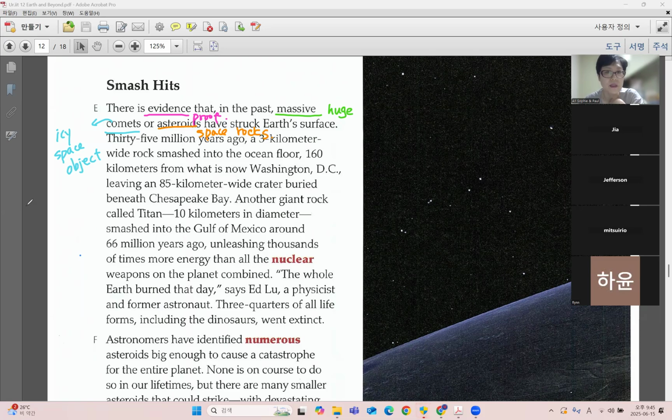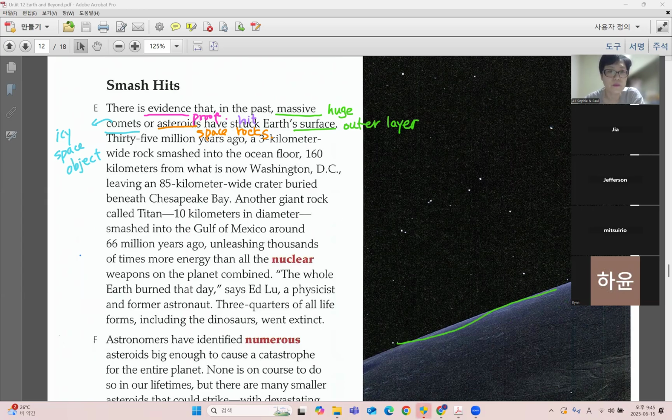Okay, struck. What is struck? It means hit. Earth's surface. What is a surface? Land. Good, very good. Surface is the outer layer. Yeah, the surface is like this here. Surface, outer layer. It's like land.